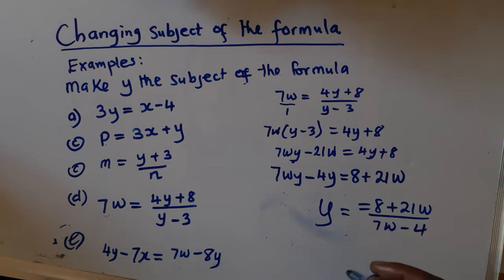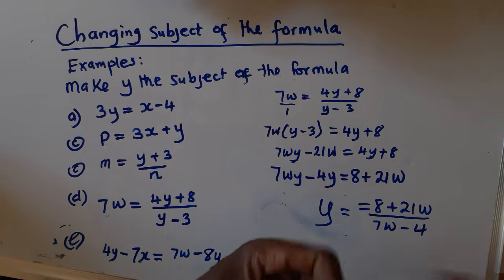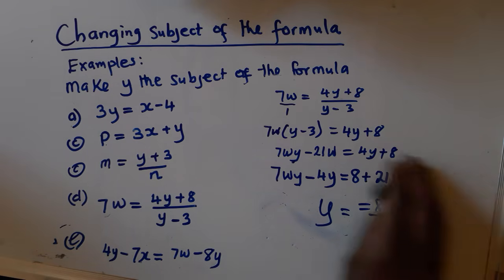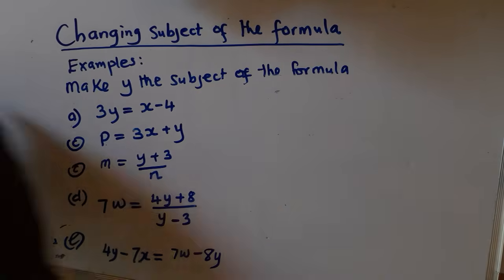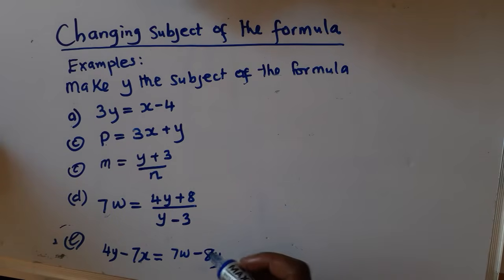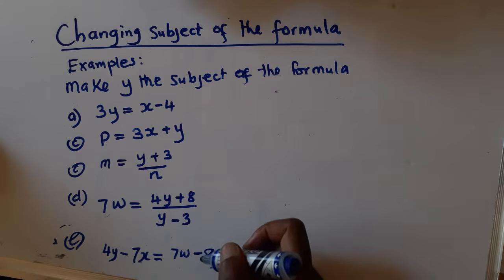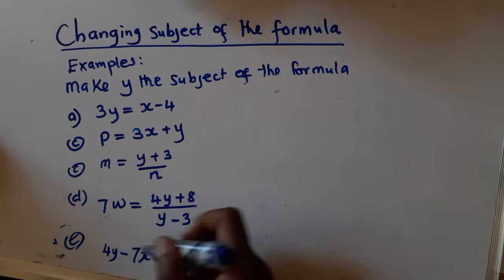All right? So we have another example here. This one is even very simple because it's actually part of what we already did here. I may not even need to do it. You just need to put the like terms together here. This one should go the other side, then you factorize.